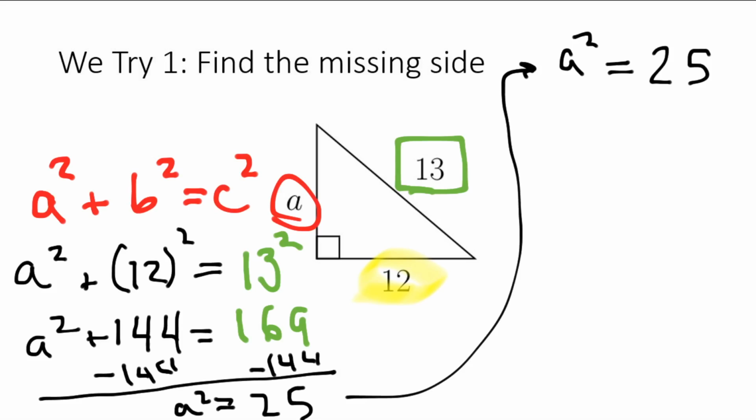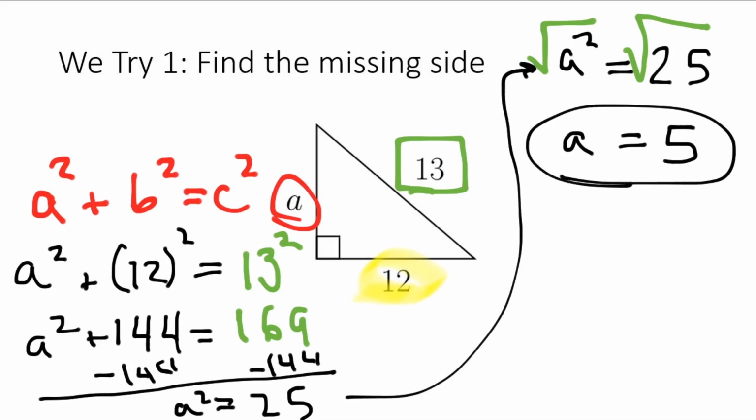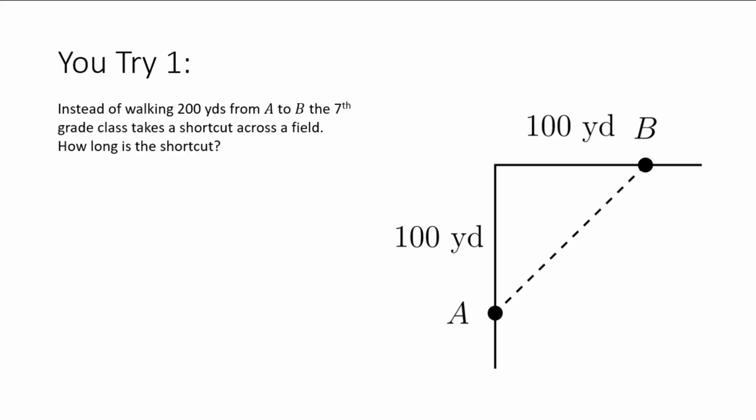Well, that means that I need to take the square root of both sides. Remember, the square root is the answer to the question, what number multiplied by itself gives me that? So the square root of 25 is the answer to the question, what number times itself equals 25? Which is 5, of course. 5 times 5 is 25. So I can say that a is 5. So we found the missing side using the Pythagorean theorem. Go ahead and try this one on your own.